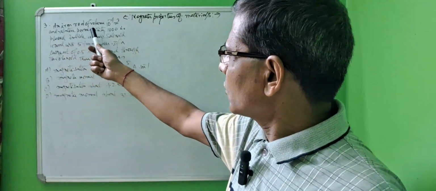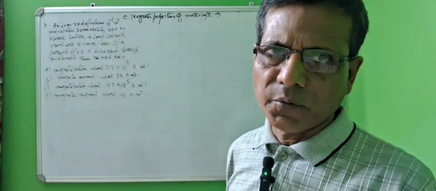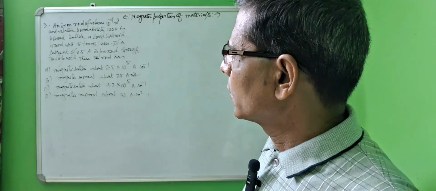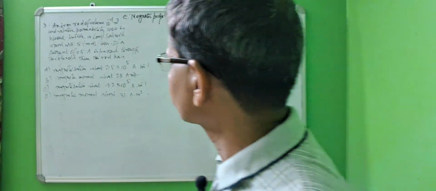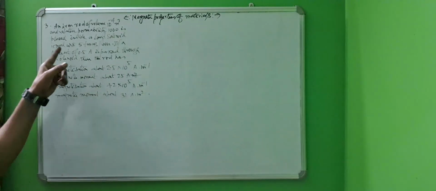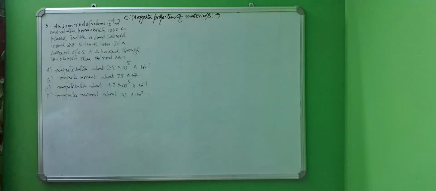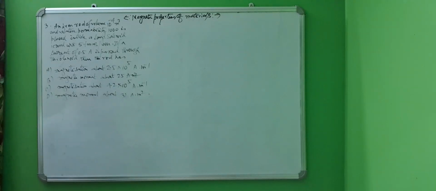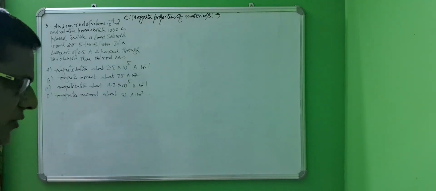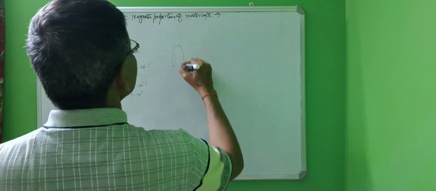An iron rod of volume 10 to the power minus 4 meter cubed and relative permeability 1000 is placed inside a long solenoid.